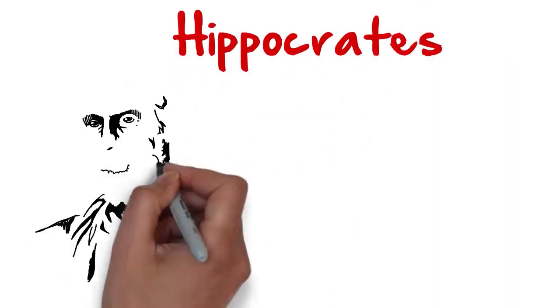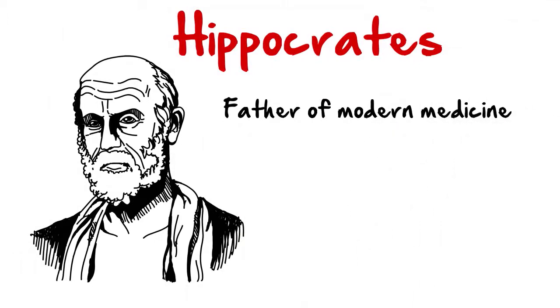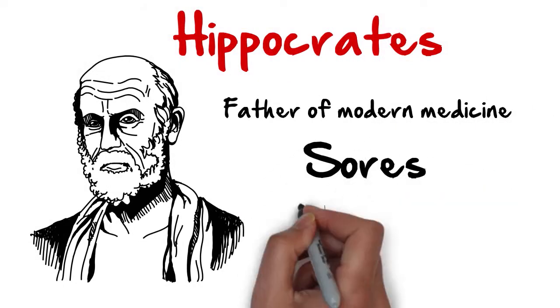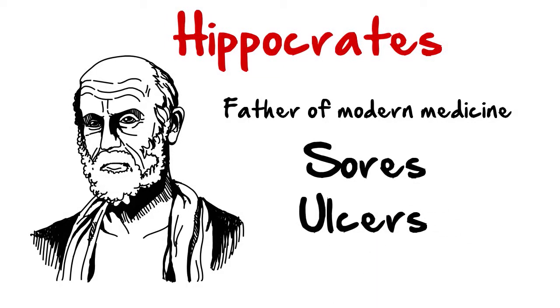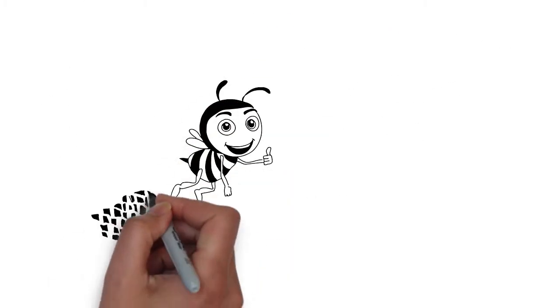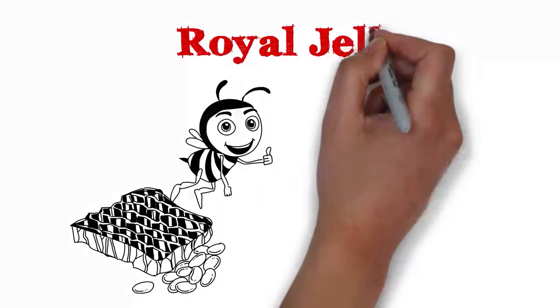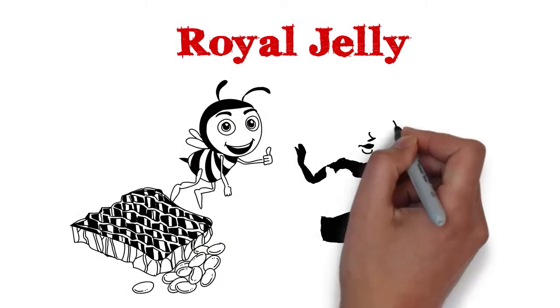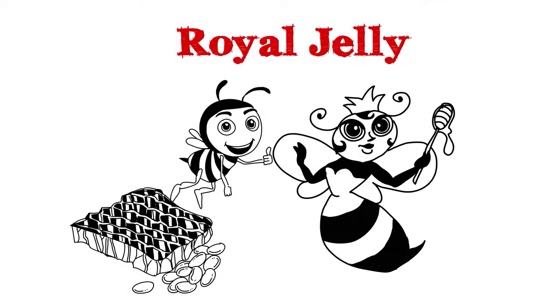In fact, Hippocrates, the father of modern medicine, actually prescribed the use of propolis to help heal sores and ulcers. It's that powerful. But that's not all. Bees also produce something called royal jelly. It's what they give to the queen. And really, who doesn't want to be treated like the queen?